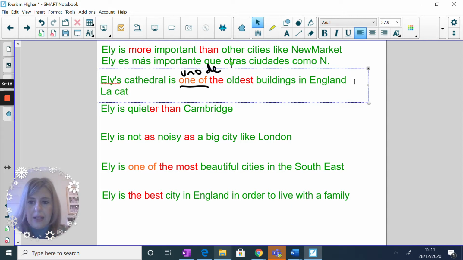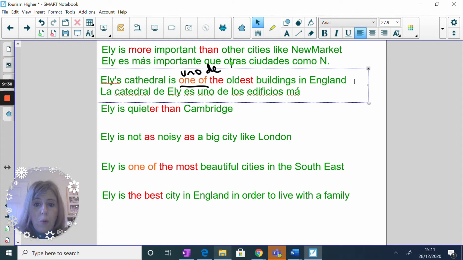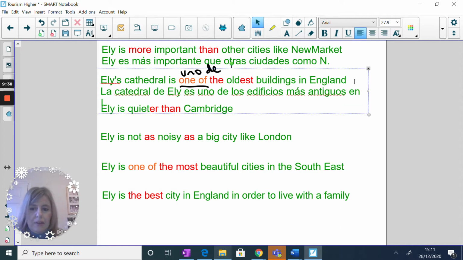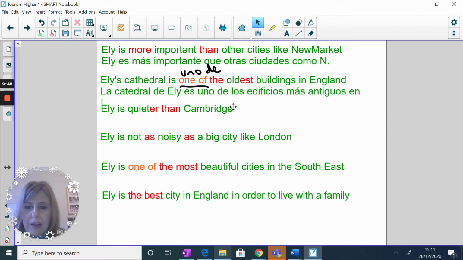For the next one would be, Ely's Cathedral is one of the oldest buildings in England. La Catedral de Ely es uno de, so this was one of, uno de, and now I need to say the buildings oldest. First is the noun, so because buildings is plural would be los, es uno de los edificios, oldest, más, an adjective agreement, antiguos en Inglaterra. Okay, so it can only be like that.